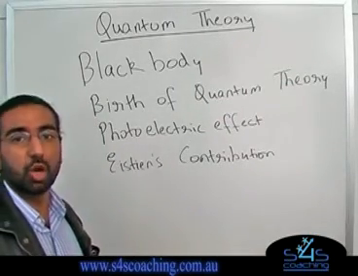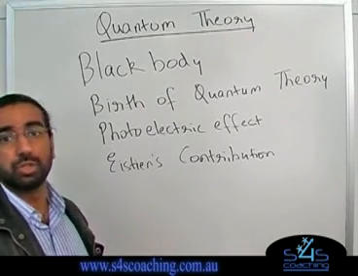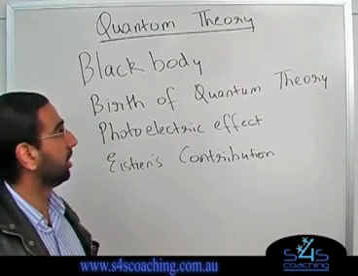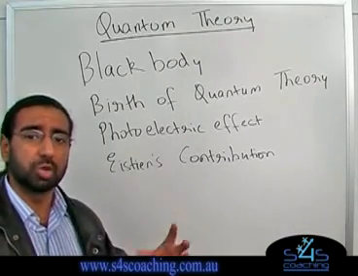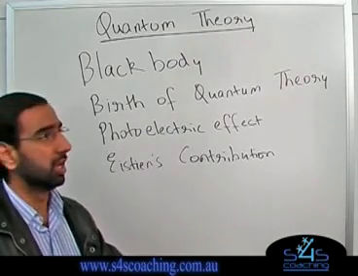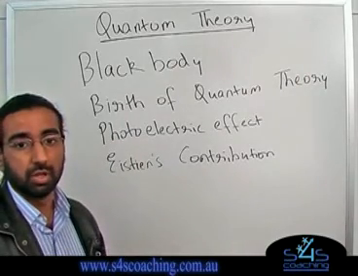Starting off with the black body. Essentially, a black body is an object that absorbs all the radiation that falls on it. Since no radiation passes through or is reflected, it appears black. Eventually, after it's been absorbing all this radiation, it will start giving back some of this radiation. And as it emits this radiation, we get a radiation curve.